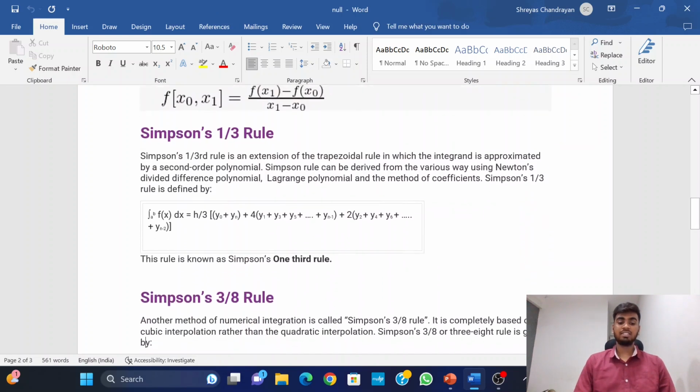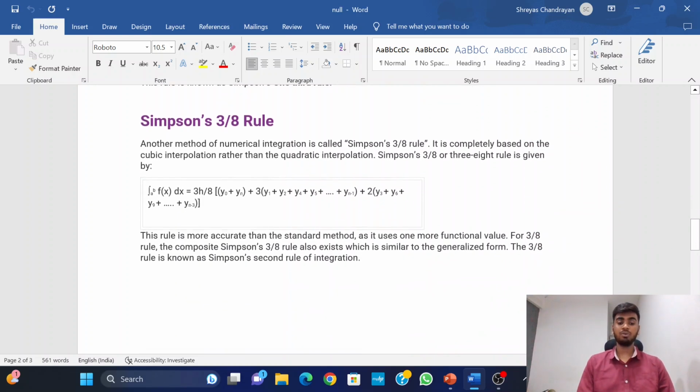Simpson's one-third rule states that it is an extension of the trapezoidal rule in which the integrand is approximated by a second-order polynomial. Simpson's rule can be derived in various ways using Newton divided difference polynomial, Lagrange's polynomial, and the method of coefficients. Simpson's one-third rule is defined by integral f(x) dx from a to b is equal to h by 3 [y0 plus yn plus 4 (y1 plus y3 plus y5 till yn minus 1) plus 2 (y2 plus y4 plus y6 till yn minus 2)]. This rule is known as Simpson's one-third rule.